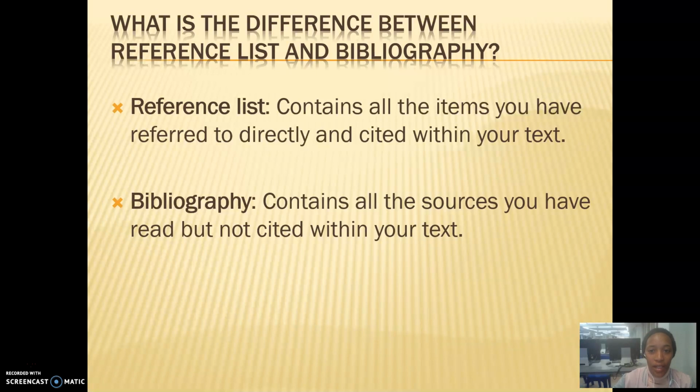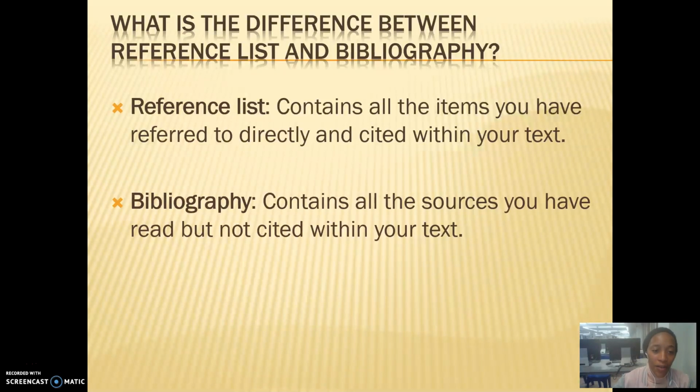And then what is the difference between a reference list and a bibliography? A reference list contains all the items you have referred to directly and cited within your text, whereas a bibliography contains all the sources you have read but not cited within your text. So this means that a bibliography is sources that you have just read to gain more knowledge about the concept that you are dealing with or the topic that you've been given. It does not mean that you have taken information from that particular source, but you have just read so that you have a better understanding.